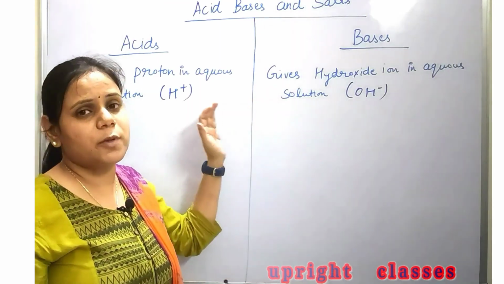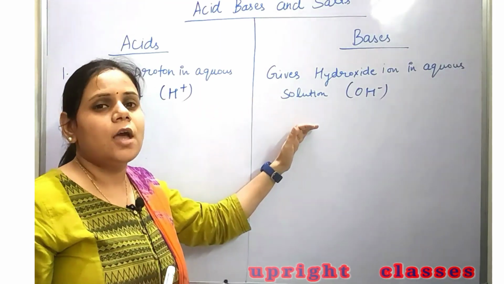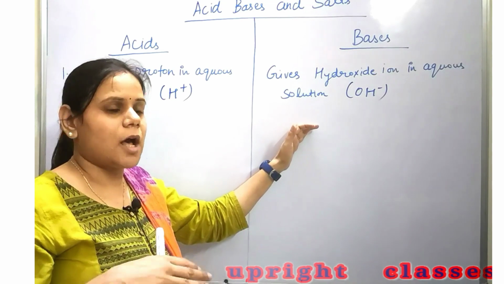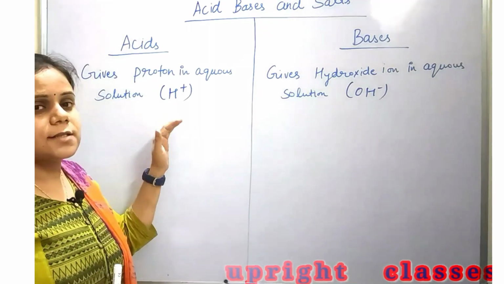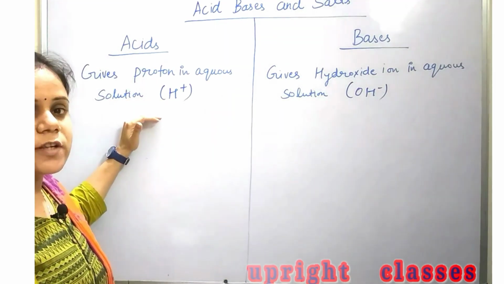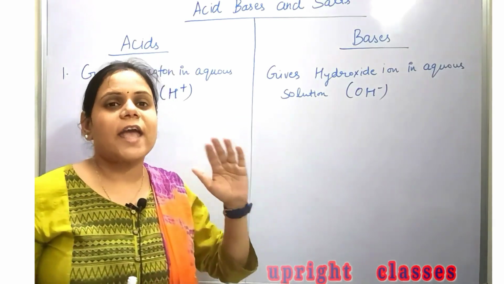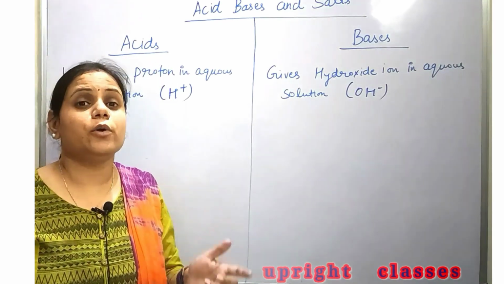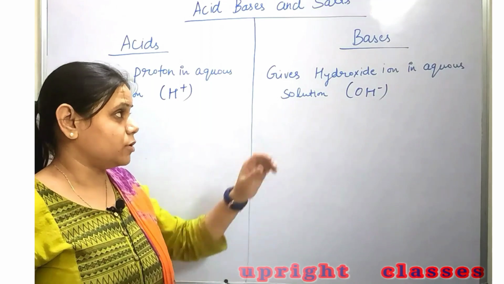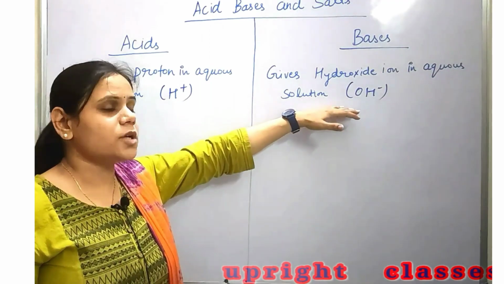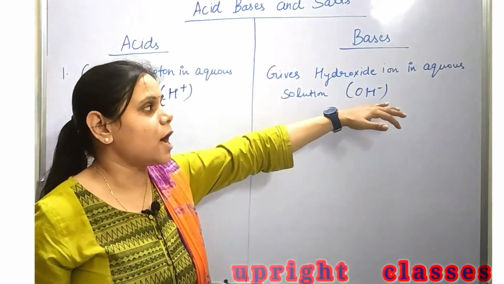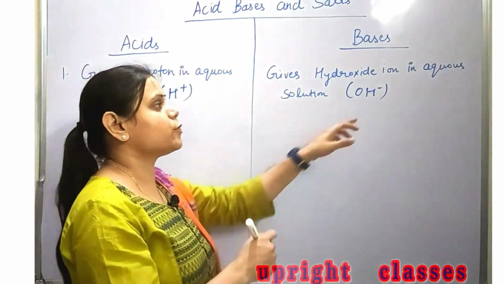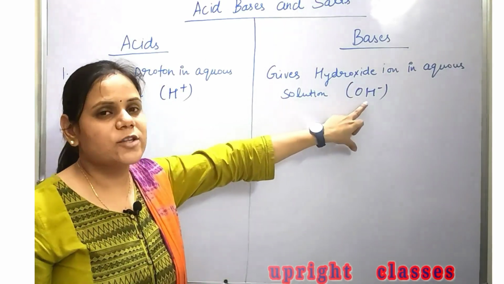What is the basic difference between acids and bases? I have already told you in our last video that acids are those compounds which give a proton, H+ ion, or hydronium ion in their aqueous solution, while bases are those compounds which give hydroxide ion, OH minus, in their aqueous solution.